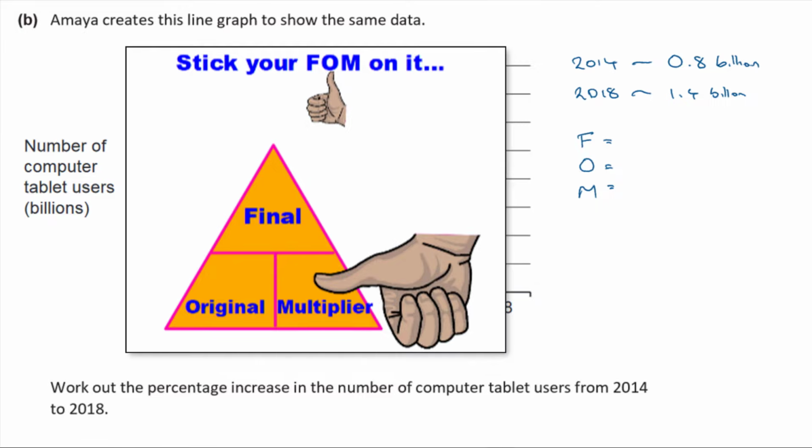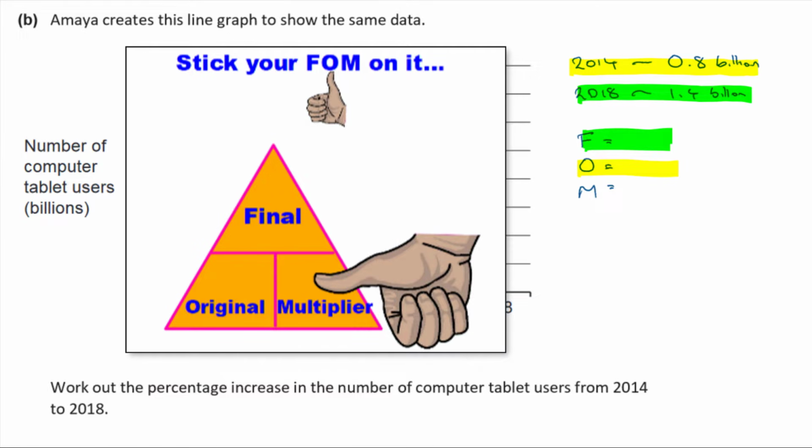Okay, so let's think about final first off. Which one of these values happened first? Was it 2014 first and then 2018, or the other way around? I think you can see that 2018 is the final, and then 2014 must be the original value then, isn't it? So it was originally 0.8 billion, and then the percentage change happened and it became 1.4 billion.